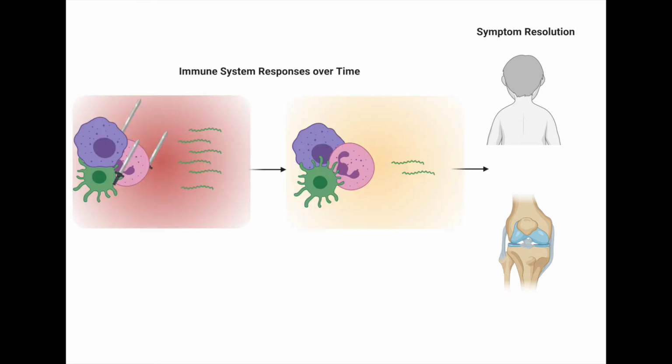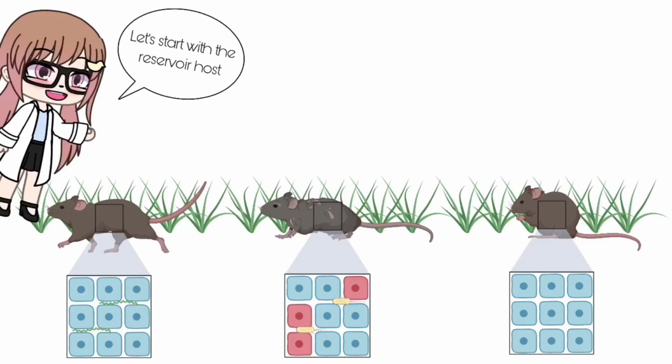Part of this is because the immune system does control the infection to a degree, but it is thought that there is still bacteria present in the tissues. This means that over time, similar to wild mice, the human immune system stops responding to the presence of the organism. So let's start with the mouse reservoir host.